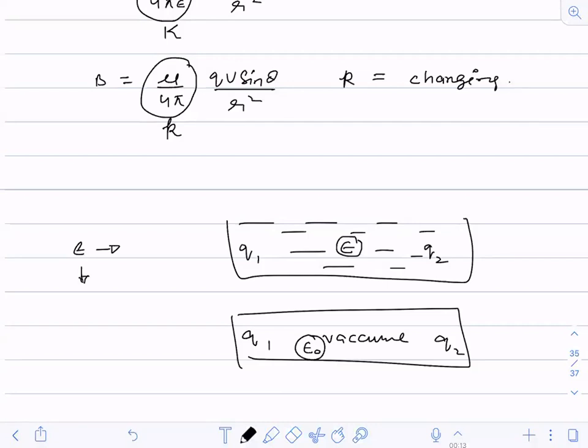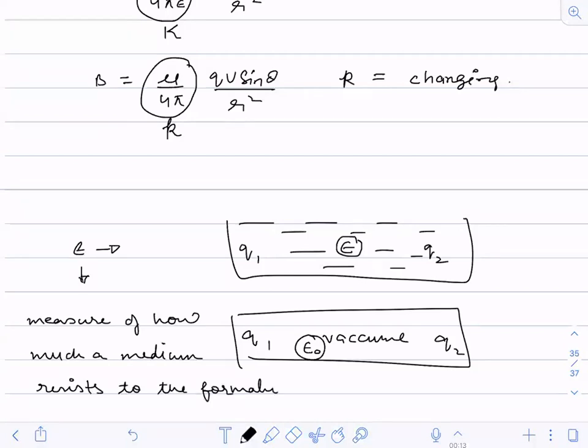So permittivity is a measure of how much a medium resists the formation of an electric field inside it. How much resistance it is providing, that is the measure given by epsilon.